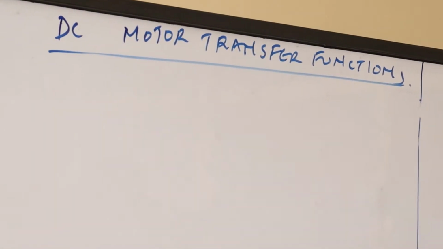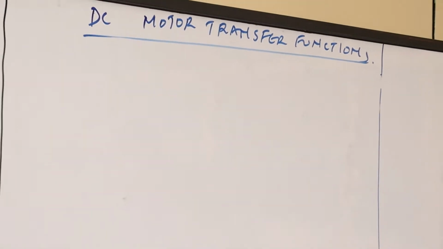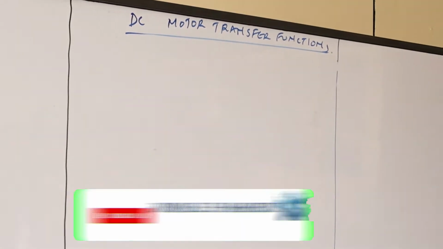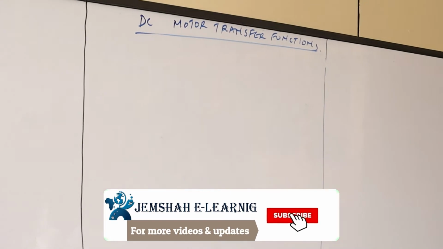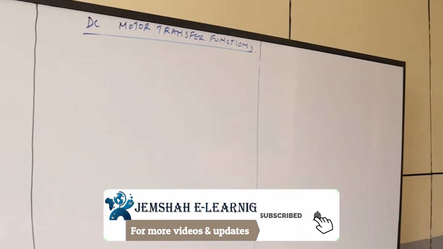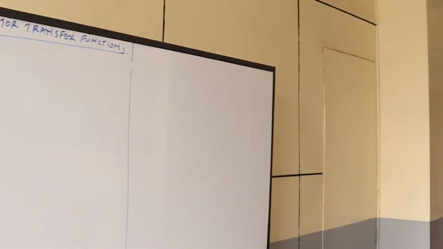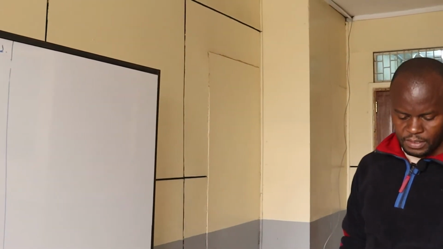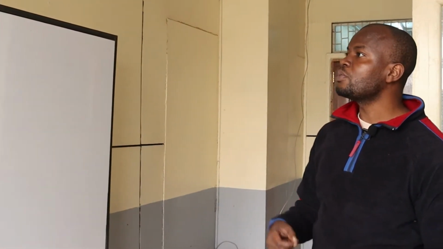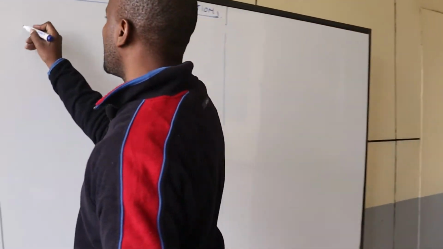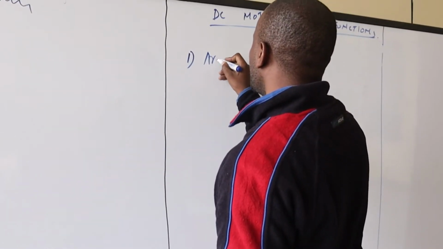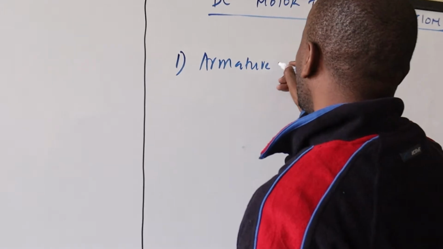When we talk of armature controlled, it means they are armature controlled with fixed field current, or they can be field controlled with fixed armature current. So we are going to start by looking at the transfer function of the armature controlled DC motor.